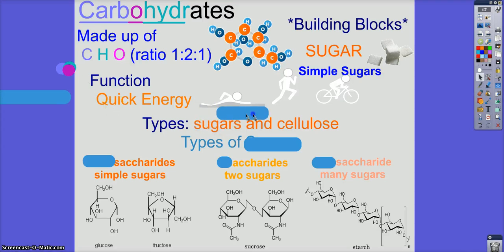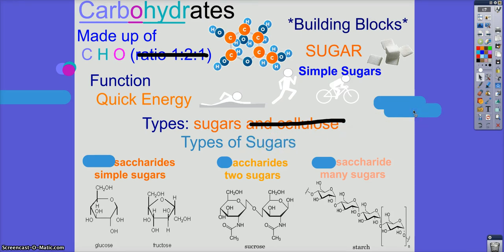There's 2 types, sugars and cellulose, and I'm just going to go like this for you because we only want to focus on sugars for now, okay? Look, those are the things that are not necessarily needed to learn fully for the test. They just help you understand things. There's types of sugars. So our carbs all have sugars because every block of a carb is a simple sugar.